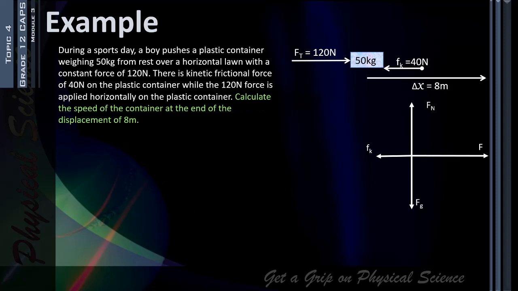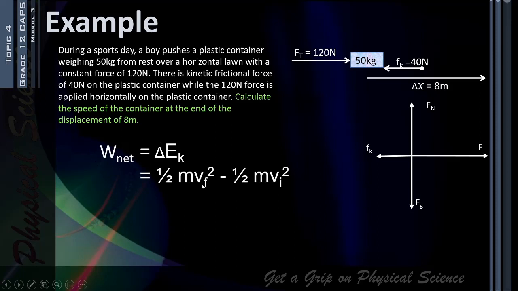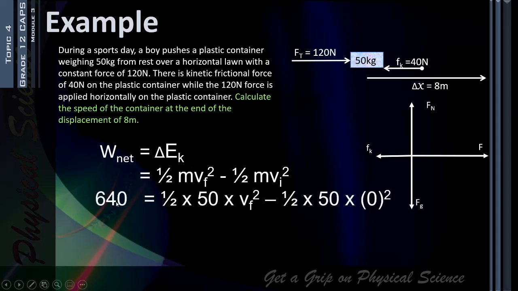640 joule. Now calculate the speed of the container at the end of the displacement of 8 meters. So if they ask you for the speed or velocity, and you know that you just calculated the net work, you have to think about the work energy theorem. So the net work is equal to the change in kinetic energy, that's the final kinetic energy minus the initial kinetic energy. You know that the net work is equal to 640.